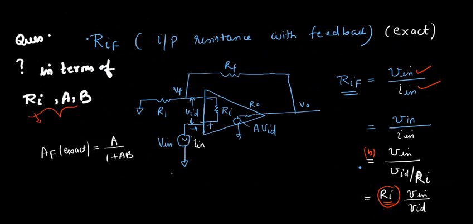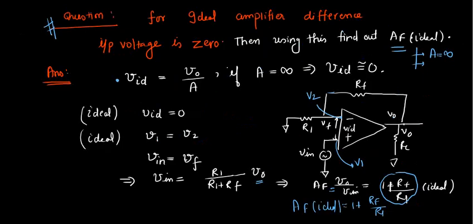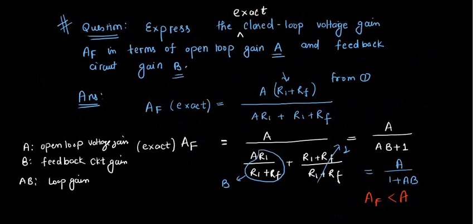Then we have discussed the input resistance with feedback, and the formula is 1 plus AB times the input resistance without feedback, or open loop input resistance. So we have seen A is the open loop voltage gain, B is the feedback circuit gain, and there is also this parameter, 1 plus AB, right? AB is called loop gain.